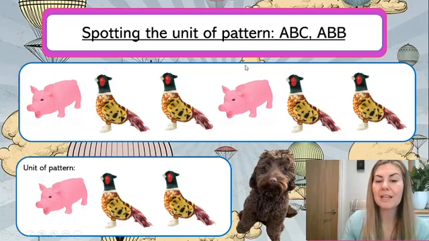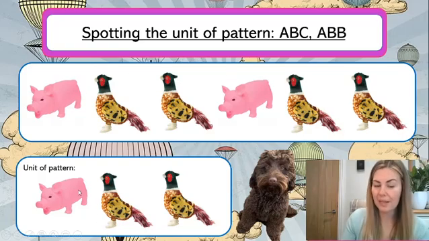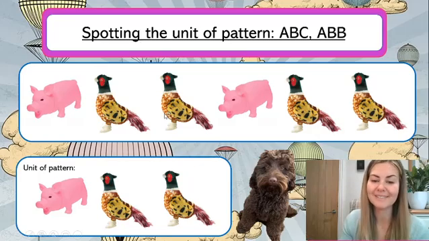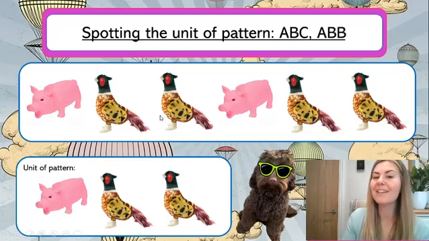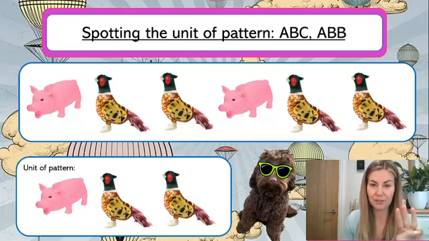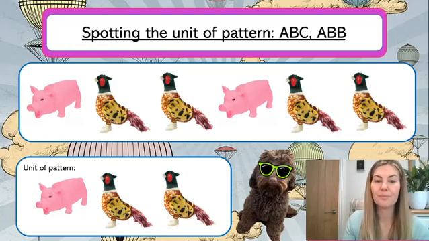So when we're looking at Soji's unit of pattern, he has decided to use a pig first and then 2 pheasants. And he has repeated that unit to make his pattern. Nice. Okay, so we can see that Mochi used 3 different things and Soji used 3 things, but 2 of those things were the same.